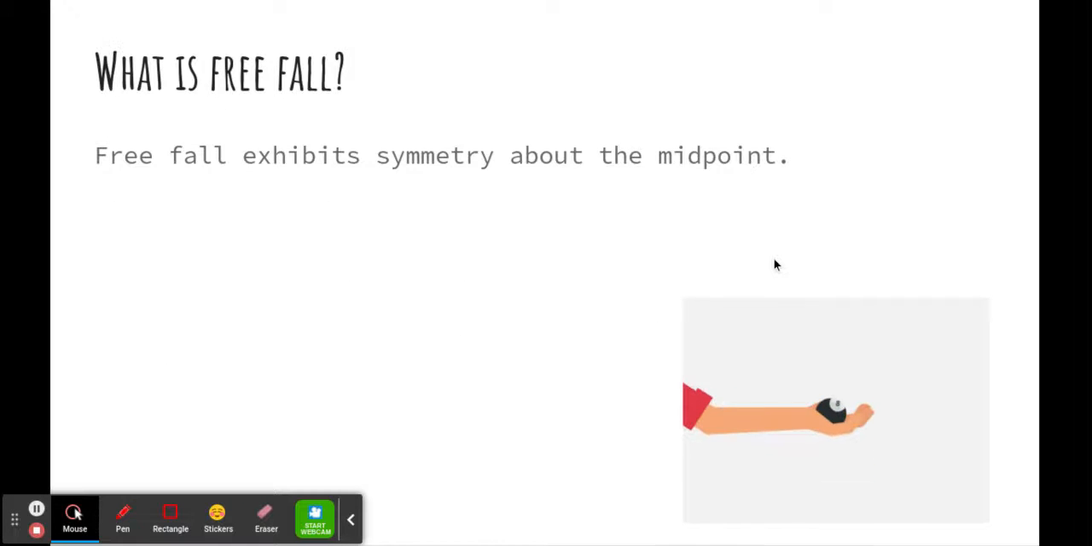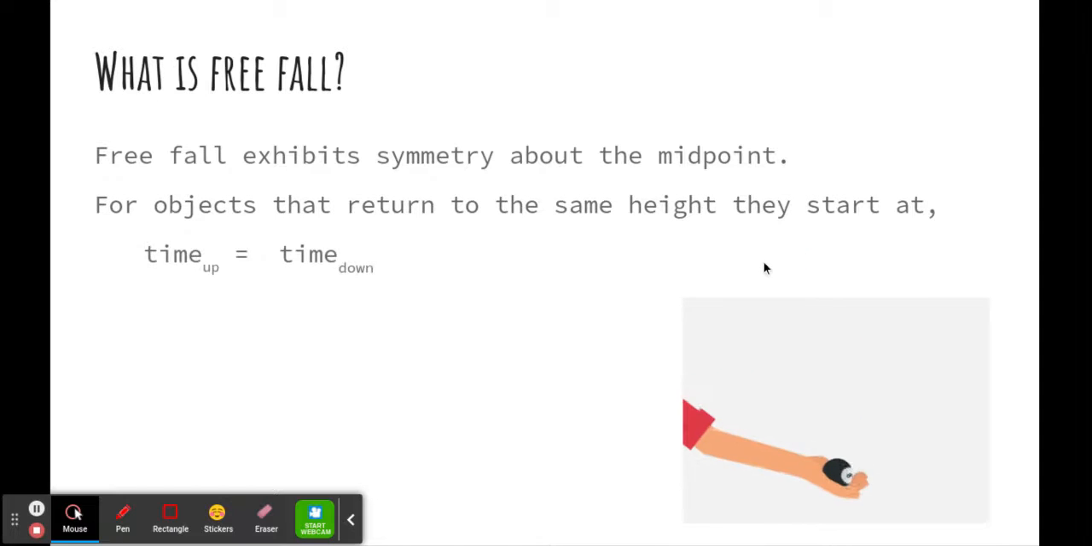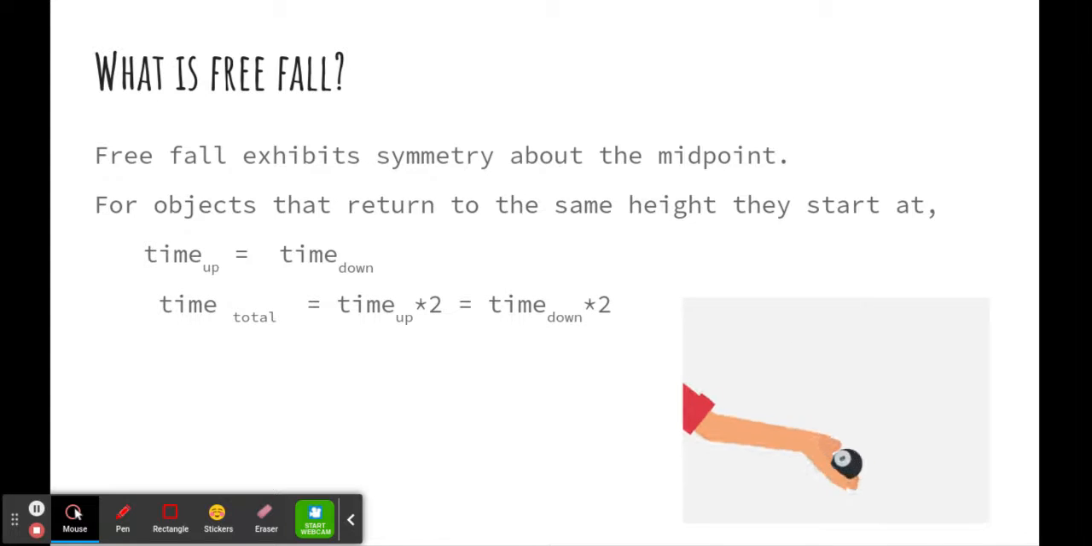Free fall exhibits symmetry about the midpoint. For objects that return to the same height they start at, the time up equals the time down. And the total time equals the time up times 2, which is equal to the time down times 2. So in this picture over here, the ball goes up and then it comes down. And the two times are equal to each other.